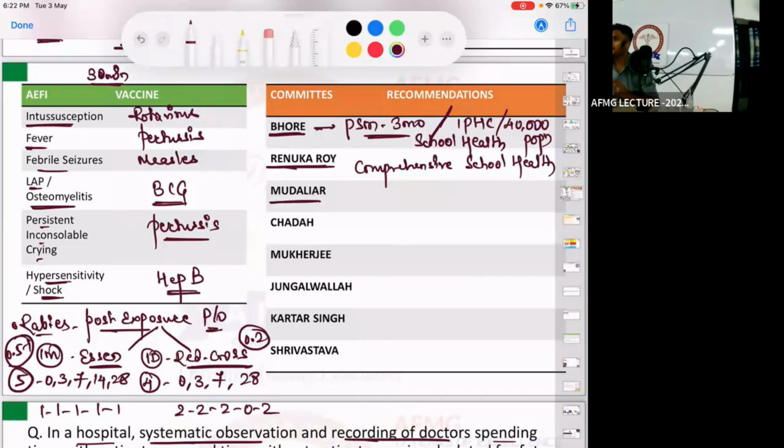Then Mudaliar is a South Indian. Usually South Indians are more in the IAS cadre, IAS IPS cadres, there are more of them. So Mudaliar also gave a recommendation of Indian Health Services, the IHS cadre. Okay, important.